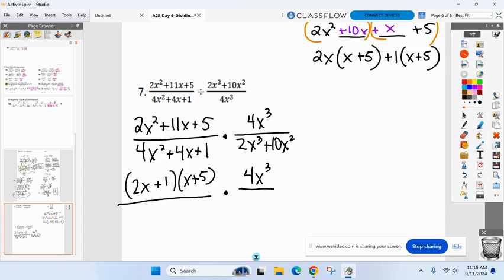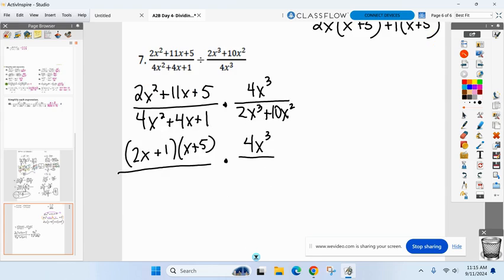X over 2x plus 1. Because there's a 2x plus 1 there. Yeah, you have 2 of those. Yes, you crossed them out. What's left? I had x squared plus 1. I had 2x plus 1s.